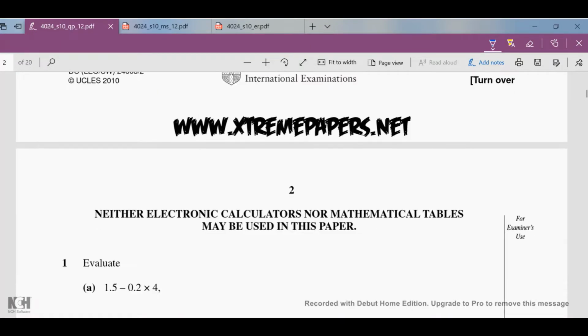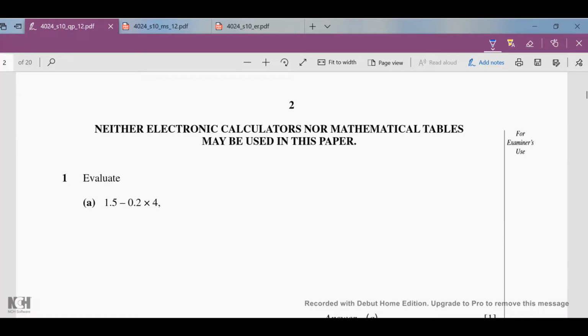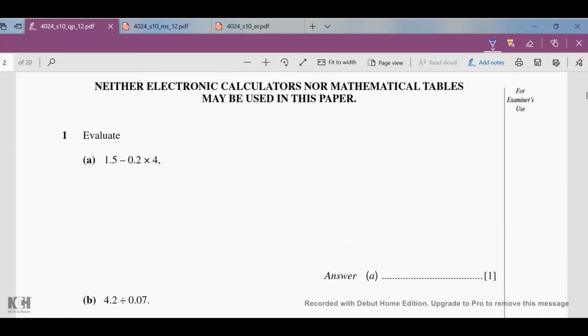When we move to question number 1, actually we are having space here. How can we use the space to solve a question? Let's start. Evaluate 1.5 minus 0.2 multiplied by 4.